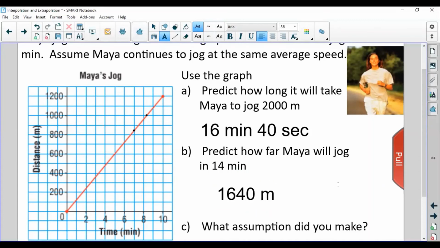What assumption did you make? The assumption that we made was that Maya continued to jog at the same average speed for the entirety of her run.